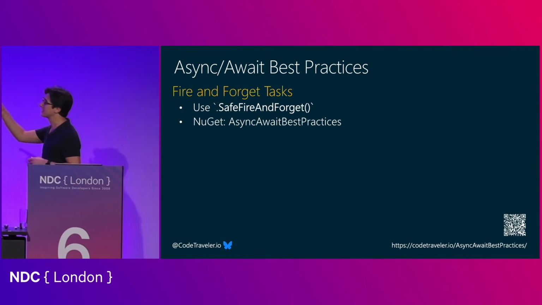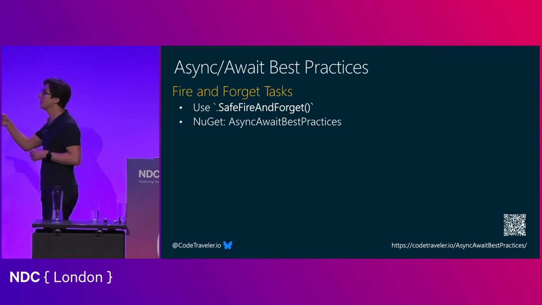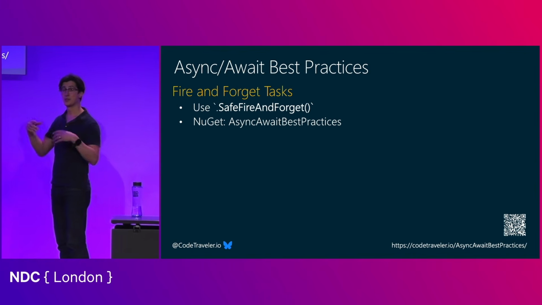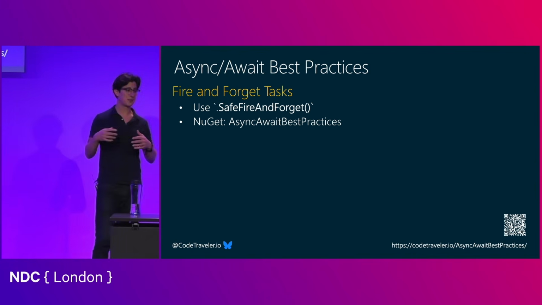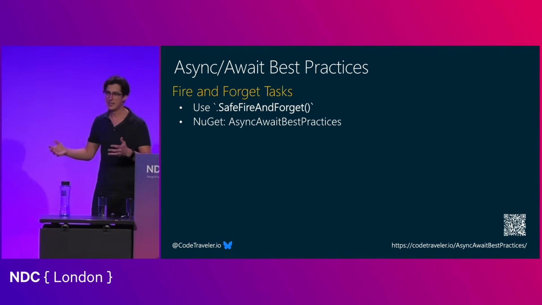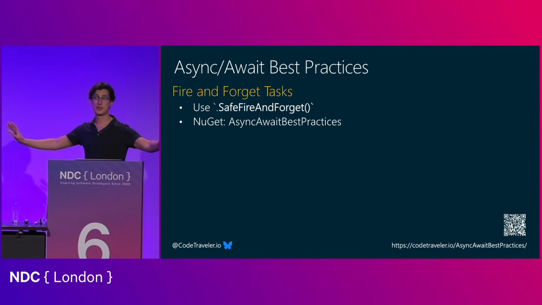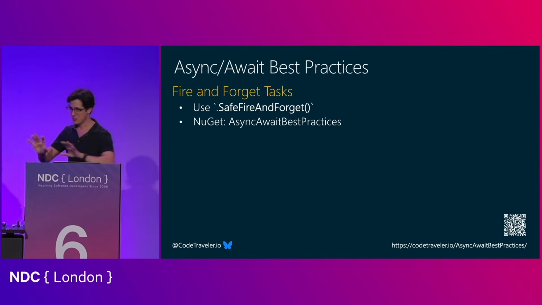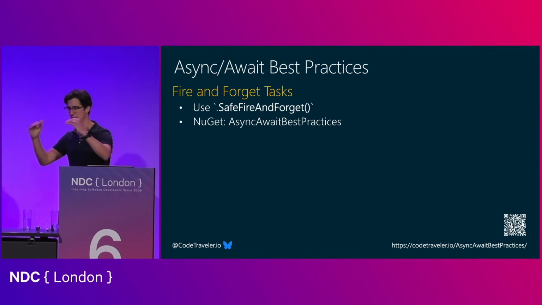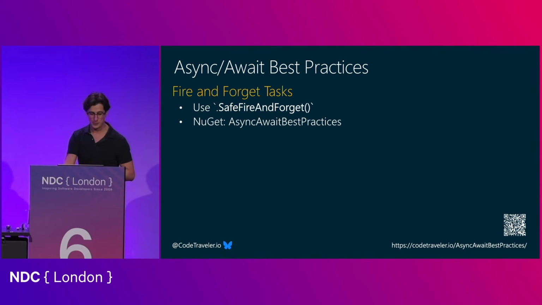Fire and forget tasks. If you don't want to wait for a task to finish, you can use SafeFireAndForget. It'll still follow all the best practices under the hood. If an exception gets thrown, you can still catch it, you can still handle it, and it alerts all the users, all the other developers, that, hey, we know this is going to run in the background, and we're going to continue running below it while not awaiting it.